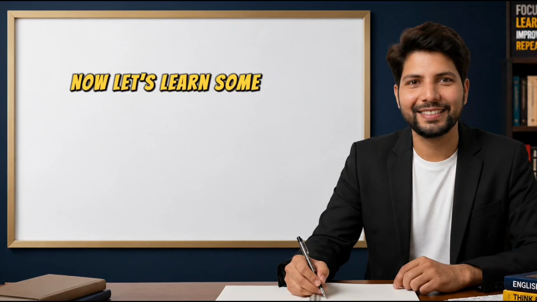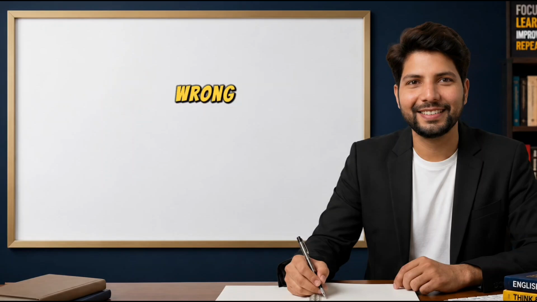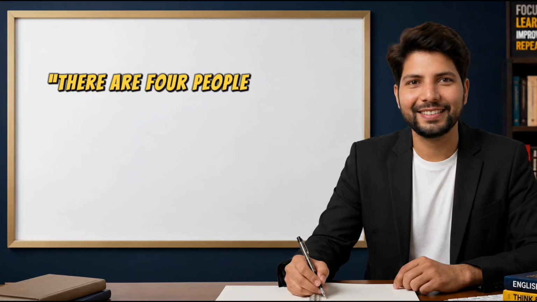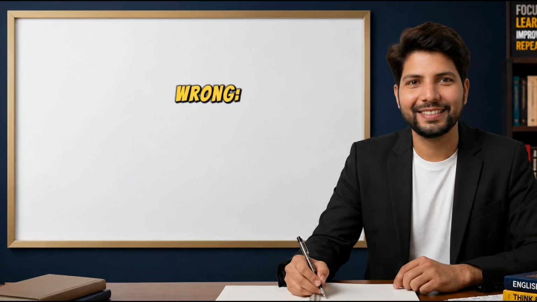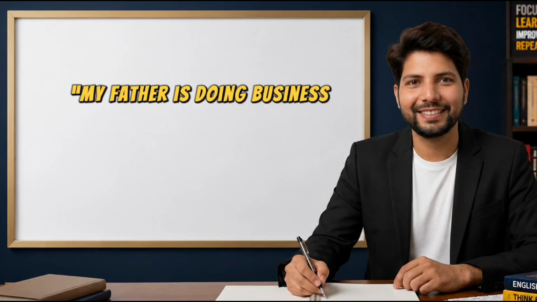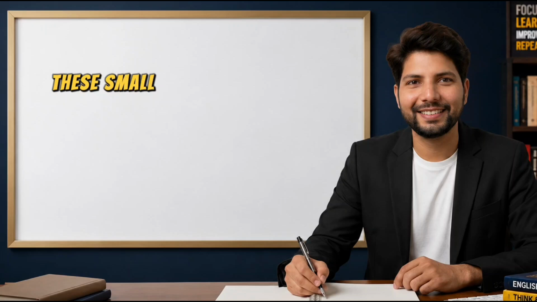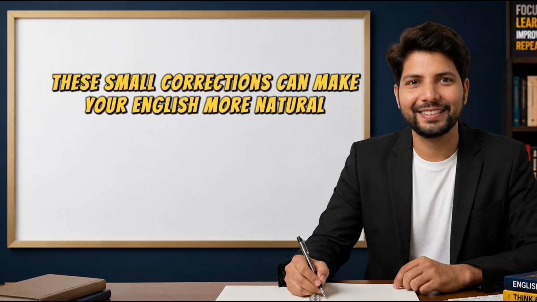Now, let's learn some common mistakes. Wrong: There are 4 peoples in my family. Correct: There are 4 people in my family. Wrong: My father is doing business. Correct: My father runs a business. Wrong: I have 2 cousins. Correct: I have 2 cousins. These small corrections can make your English more natural.